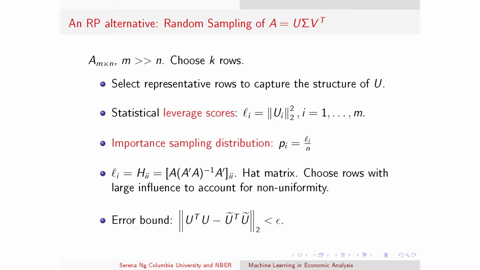The idea of this method is you select rows to capture the structure of the left eigenvector of the original matrix. This may seem totally unrelated to what we do, but actually we know it more than we think, because these leverage scores, which are defined to be the squares of the length of the left eigenvector, are nothing more than our good old hat matrix. It's actually A(A'A)^{-1}A', and then you take the diagonal entries, and that is what's called the leverage scores.